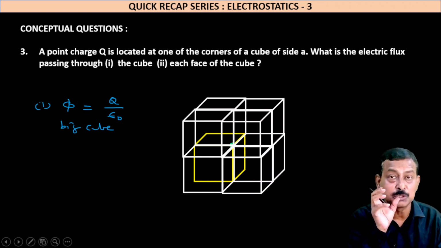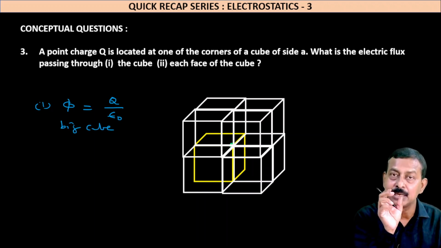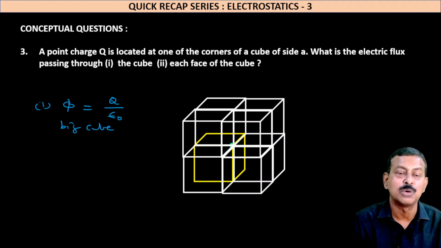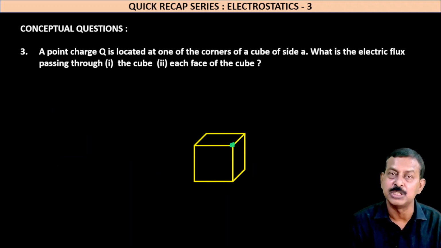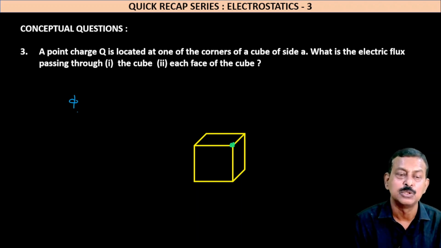This big cube is made of 8 identical small cubes. So the flux through each cube will be 1/8 of this, so it is 1/8 of Q by epsilon naught. That will be the expression. But you have to find the flux through each face of the cube also. For that, the charge was at one of the corners of this cube, and the flux through this cube is 1/8 Q by epsilon naught.